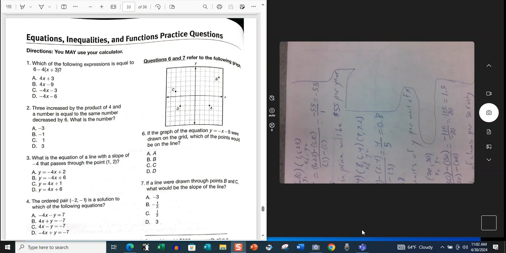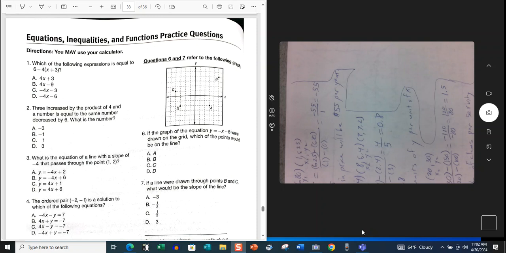Hello class, we're about to start the chapter 6 review. It's equations, inequalities, and function practice questions. This is on page 384, and it goes from page 384 to 387. Okay, it says directions. You may use your calculator.